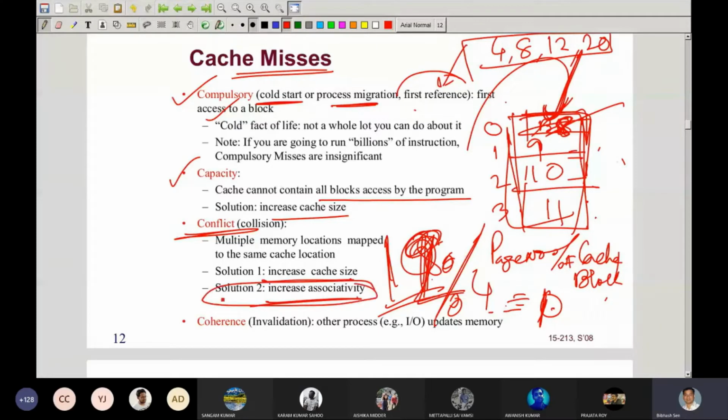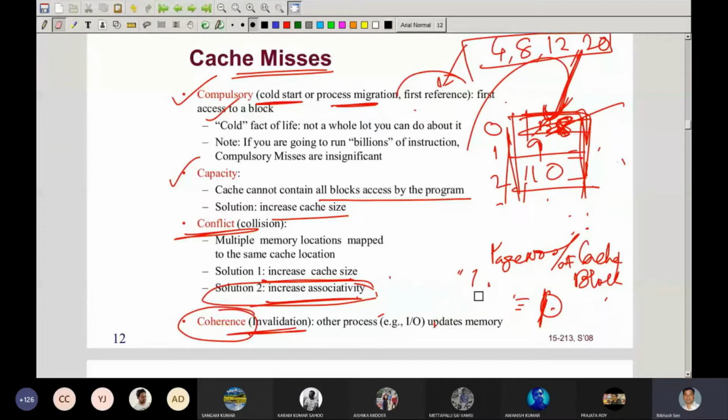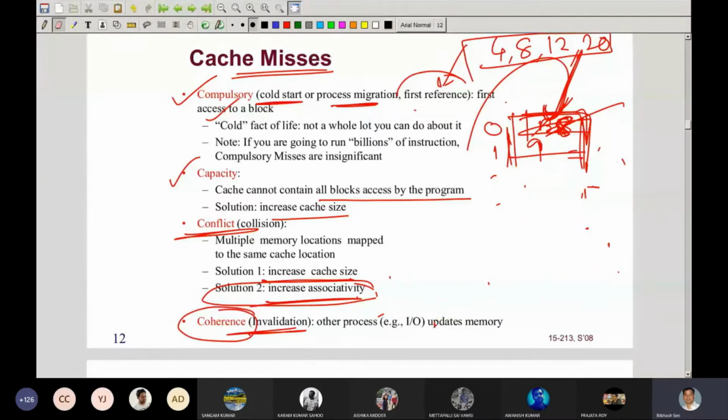That I will discuss in my mapping policy. Another is cache coherence. This is the latest issue, where another process updates memory. Try to understand cache coherence. Generally it happens on the server side, or where multiple copies of the processors' caches are there.